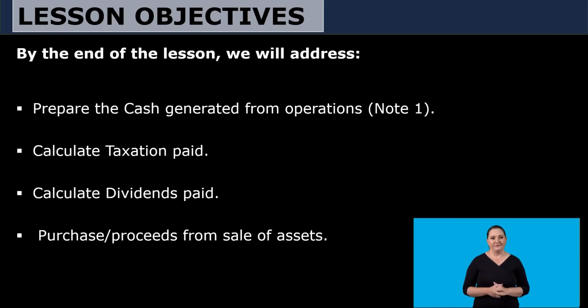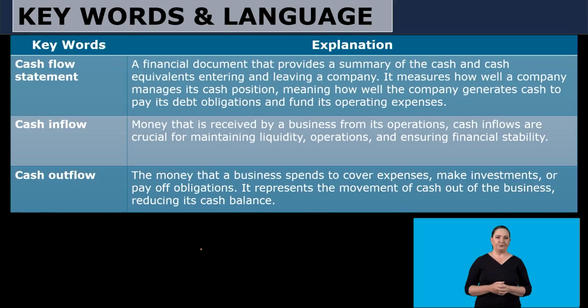Here are my lesson objectives. We will prepare the cash generated from operations note. This is the note to the cash flow. And then we'll also calculate tax paid, dividends paid, and we will do a calculation that will show the amount that has been spent on the purchase of assets as well as the proceeds when an asset has been sold.